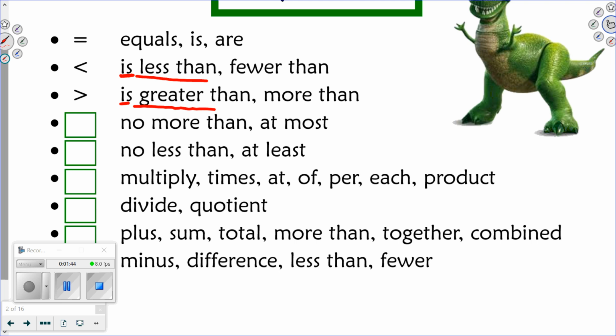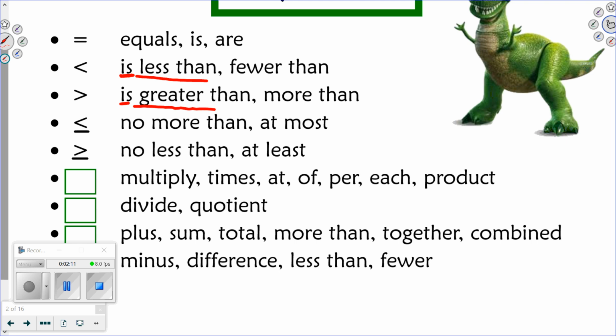Because that one, no more than, would have to be a less than or equal to. Like if I say you could bring no more than 5 friends with you, you could bring 5 or less. Okay, so that's a less than or equal to. No less than, or at least, is greater than or equal to.